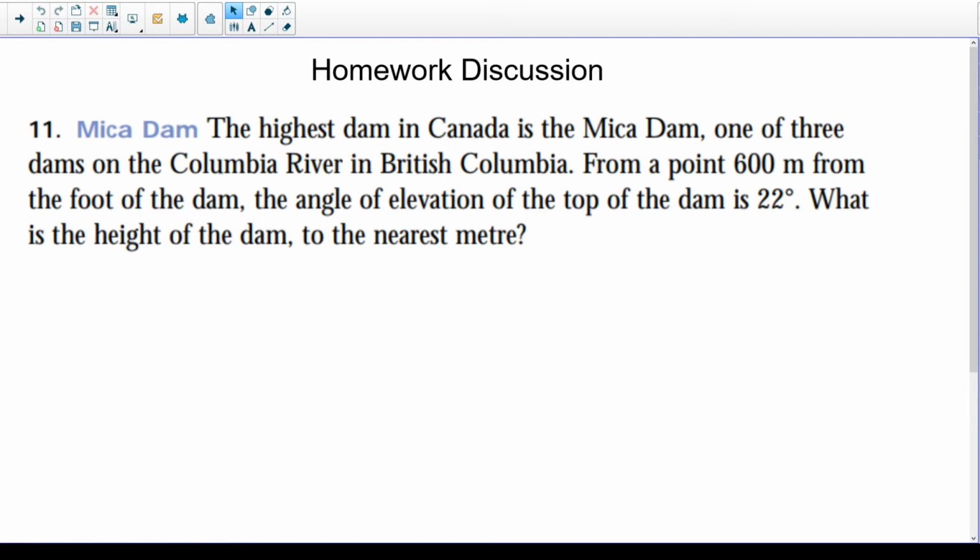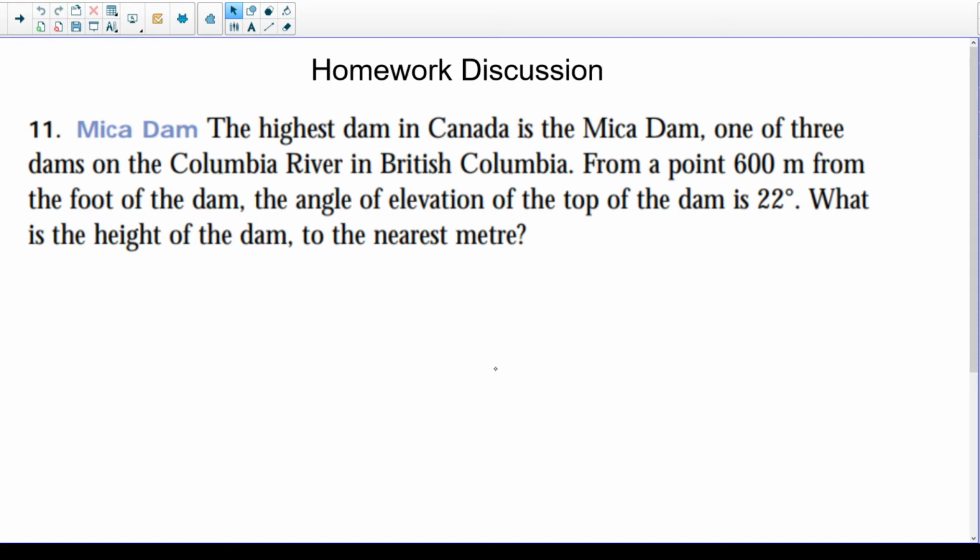Okay, so let's start with the one that you see on the screen right now. The highest dam in Canada is the Mica Dam, one of 3 dams on the Columbia River in British Columbia. From a point 600 meters from the foot of the dam, the angle of elevation of the top of the dam is 22 degrees. What is the height of the dam to the nearest meter? So this is what I was talking about during the lesson yesterday, is what happens if they don't give you the picture. Can you draw the picture yourselves? Now this is actually a quite easy picture to draw.